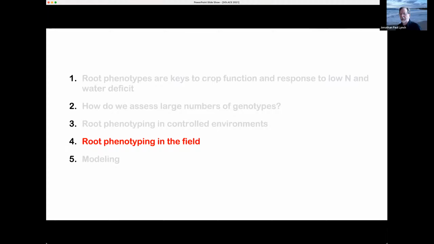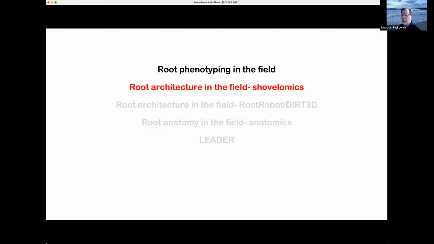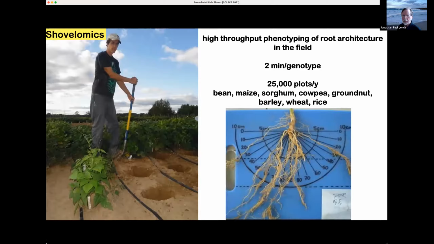So the fourth topic is root phenotyping in the field, and I think this is where most root phenotyping should happen, and where most breeders are going to be conducting it. I was going to mention 4 different things here. The first is shovelomics, which I think Philippe mentioned. This is basically taking a shovel and digging up your root crown, washing it with a hose and taking a photograph, or just visually observing it.